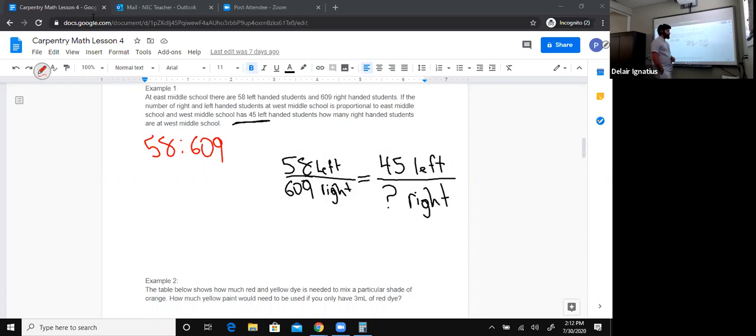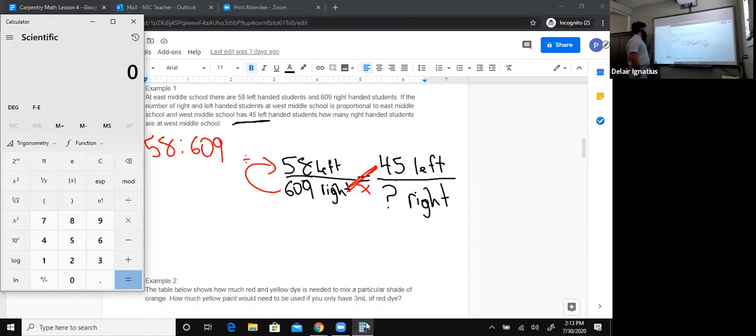Again, we cross multiply and divide. We take the two numbers we have on an angle, 45 and 609, and we multiply those and we divide by the remainder. Okay, so pull out a calculator. Nice and easy, clear everything that was there. First step for any calculation. We go 45 multiplied by 609 is equal to 27,405, and we divide by 58.